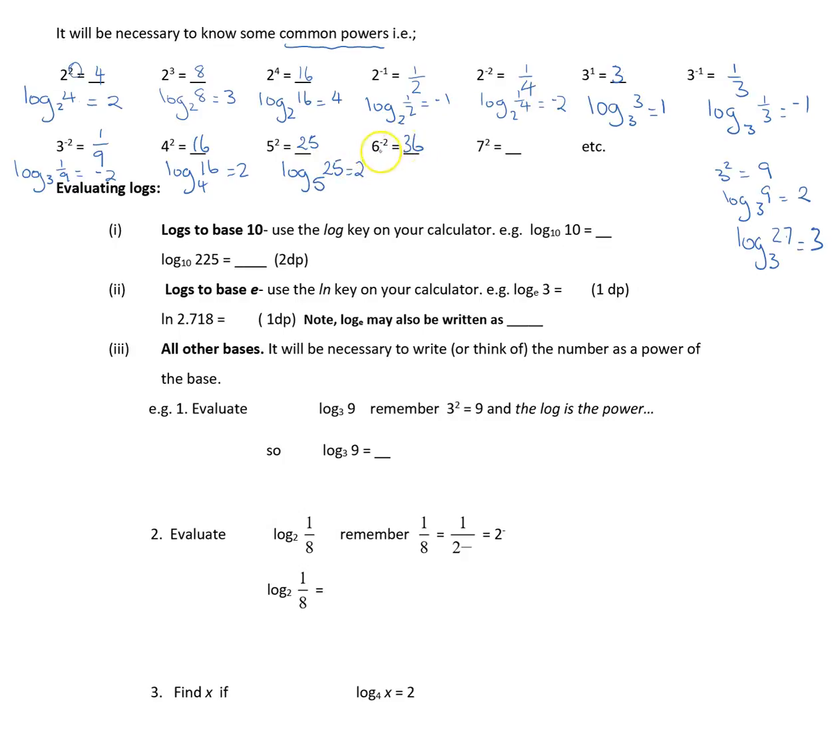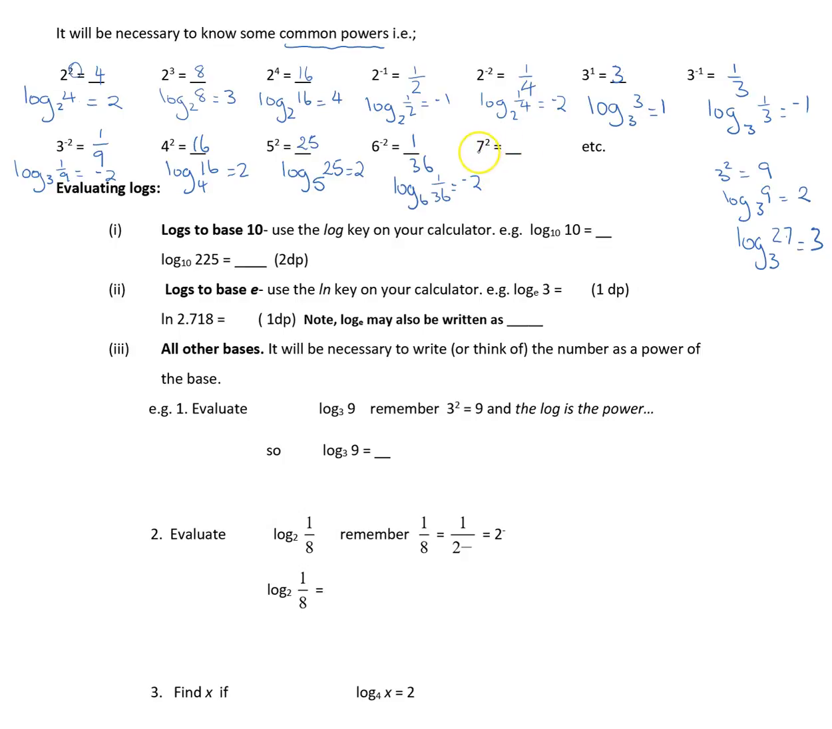36, that's 1 on 36, isn't it? Yes, 1 over 6 squared. So the log to base 6 of this fraction would be negative 2.